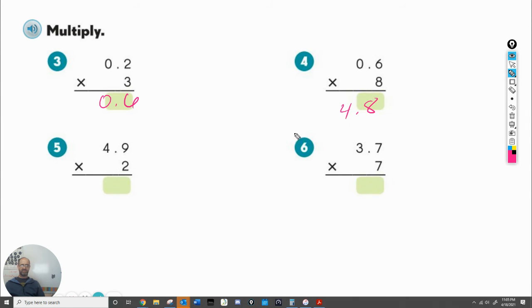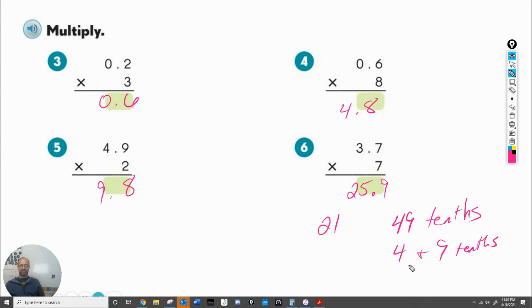6/10, 4 and 8/10, 9 and 8/10, 25 and 9/10. Okay? The 3 times 7 is 21. The 7 times 7/10 is 49/10, or 4 and 9/10. 21, give you 25. Hey, fun fact, 2 times 3 is 6, 6 times 8 is 48, 49 times 2 is 98, 37 times 7 is 259.